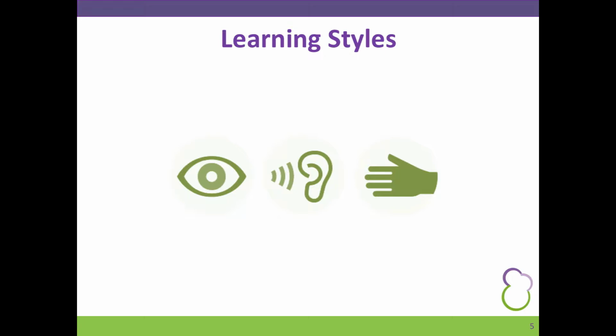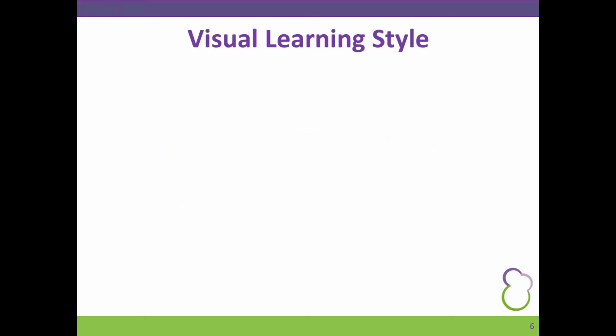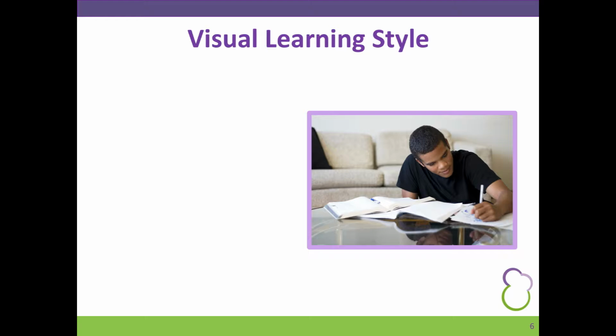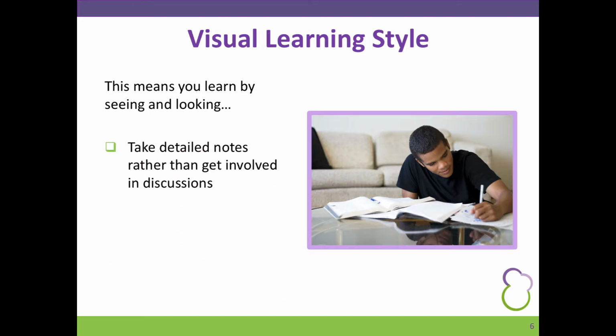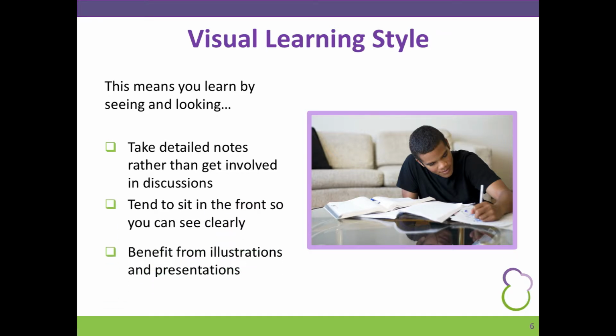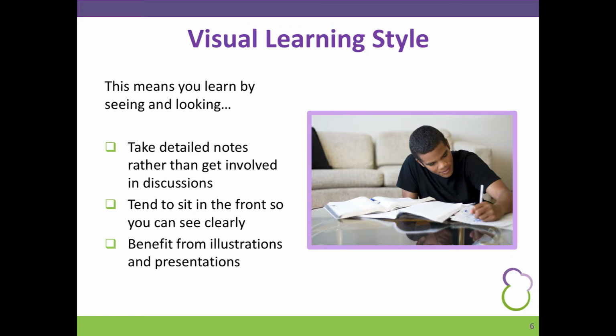As we talk through these different learning styles, take note of which of these is the best way that you learn. The first learning style we're going to look at is visual learning. This means you learn by seeing and looking. If you fall into this category, you will take detailed notes rather than get involved in the class or group discussions, tend to sit in the front so you can see clearly what's happening, and you benefit from illustrations and presentations, especially when they're in colour.